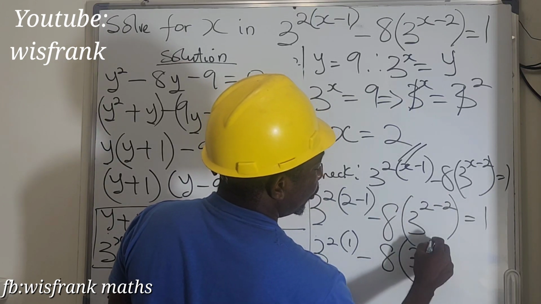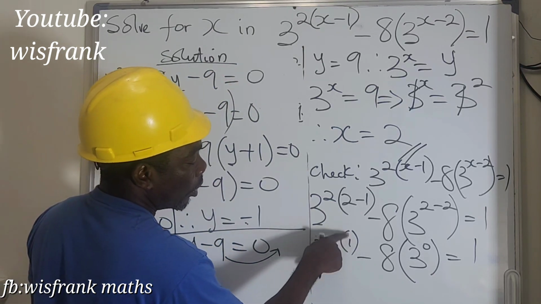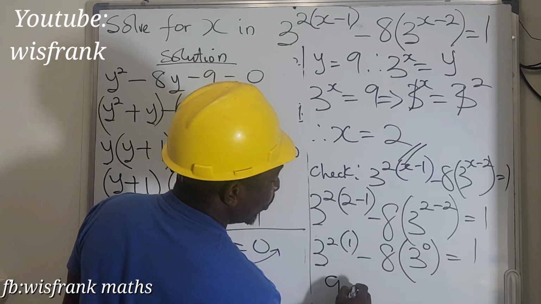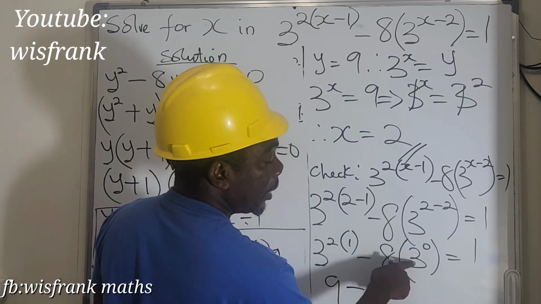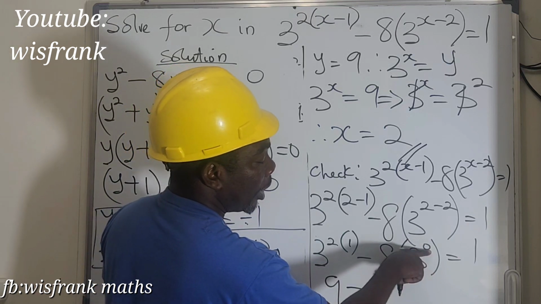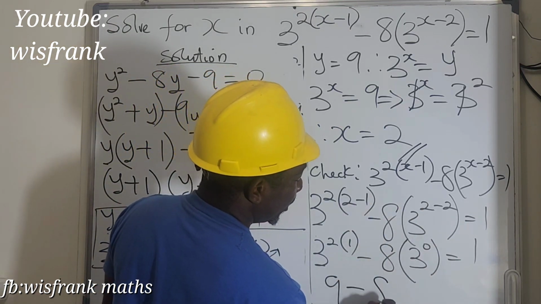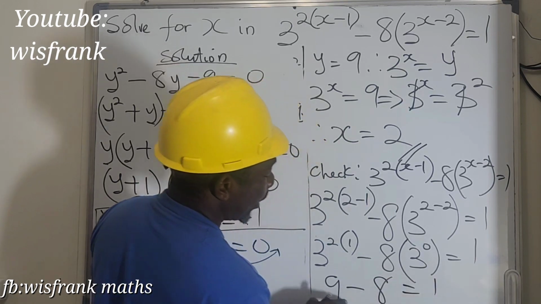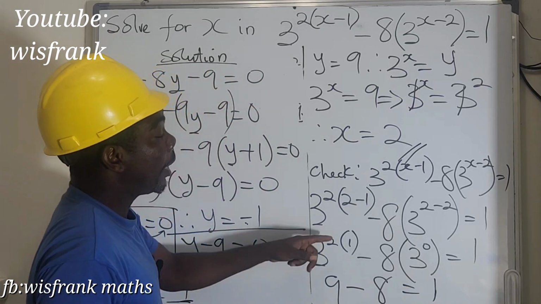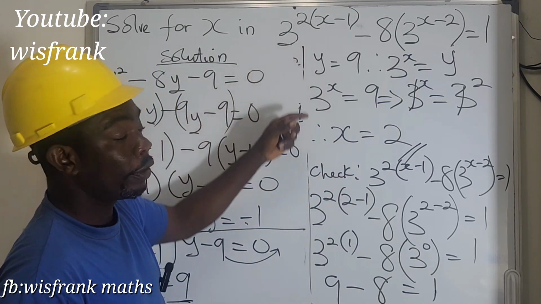So we have 0 equals to 1. So in this case, we have 2 times 1, which is 2. Then 3 to the power of 2 is 9. Then we have 8. Anything raised to the power of 0 is 1. So 3 to the power of 0 is 1. So we have 8 times 1 gives us 8 equals to 1. You can see that 9 minus 8 gives us 1. So the value of x equals to 2 satisfies this equation from our check.